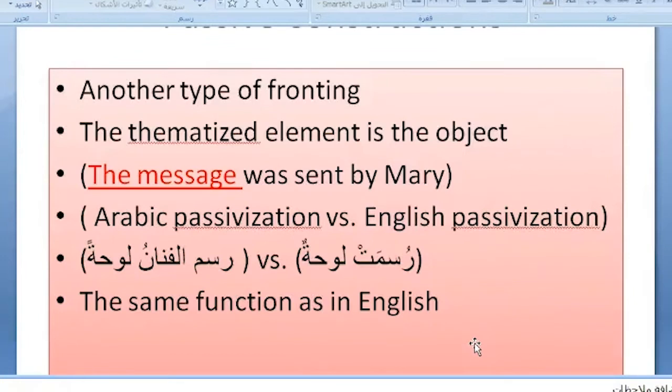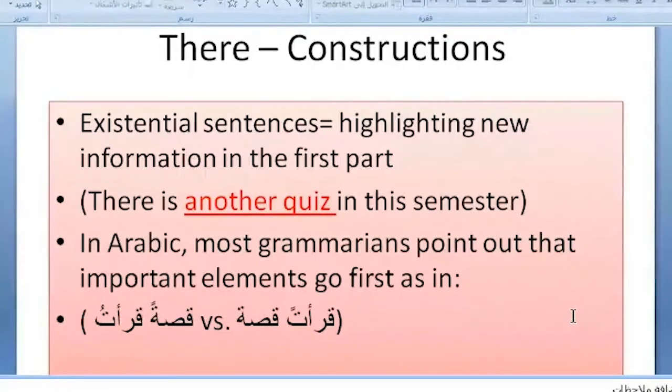So in the passive voice in English, there is fronting, there is thematizing of an element. هذا الكلام ما موجود باللغة العربية. The words in Arabic, they assume the same position. يعني يحافظون على نفس الموقع مالتهم. So we have another construction, which is the there construction in English.